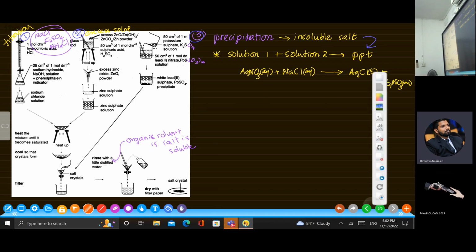What do you call the second one? Excess solid and acid. If the salt is insoluble, precipitation. Take the golden rule. Look at the golden rule: mix two solutions to form the precipitate. Mix two solutions.